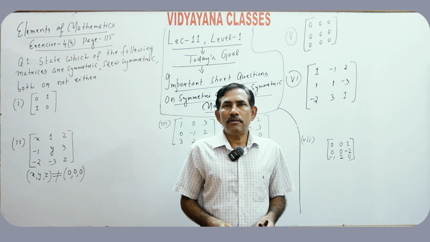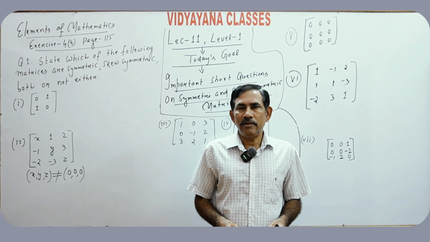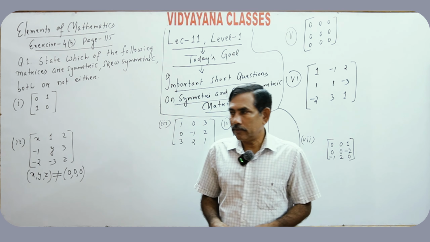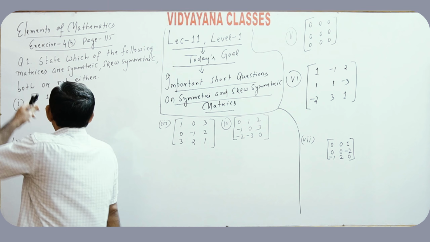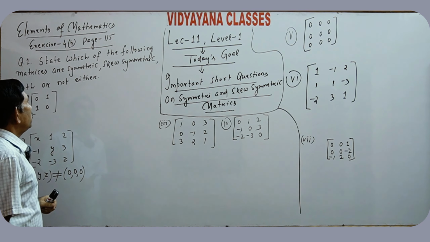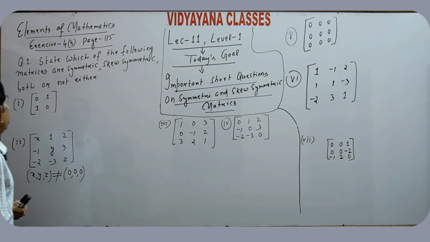Today we will discuss some important short questions on symmetric and skew symmetric matrices. Elements of Mathematics, exercise 4B, page number 115. Question number 1: State which of the following matrices are symmetric, skew symmetric, both, or not either.